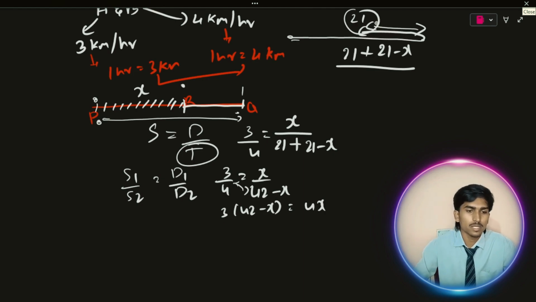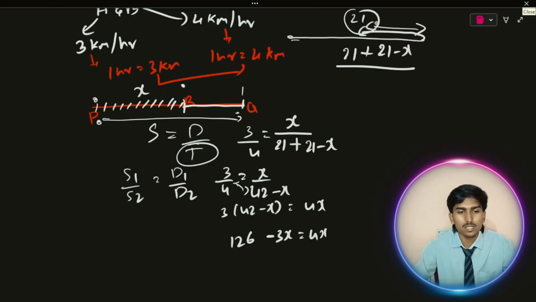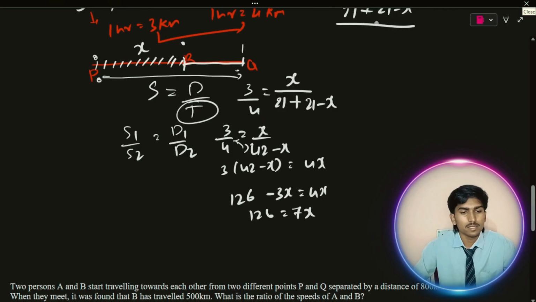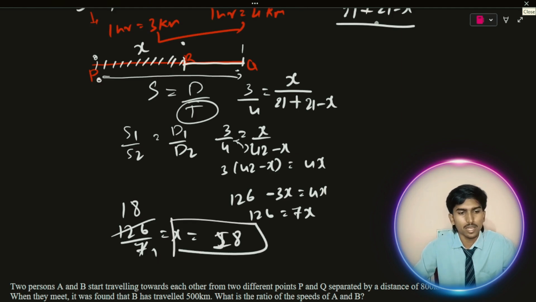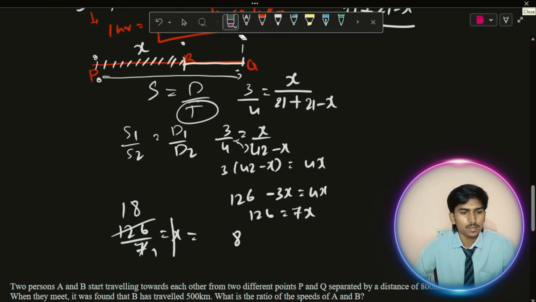And 3 into 42, how much? 126 minus 3x equals 4x. So 126 equals 4x plus 3x, which is 7x. What is the answer? Just divide 126 by 7 is equal to x. And what will be the answer? 7 ones are 7, 7 eighteens are 126. 18 is the answer. x is equal to 18. Understanding? Sorry, my handwriting is not that good. Okay, don't feel bad.